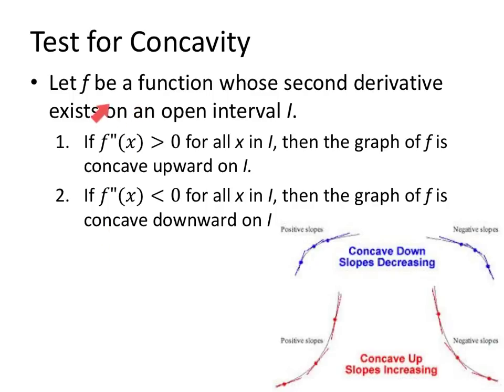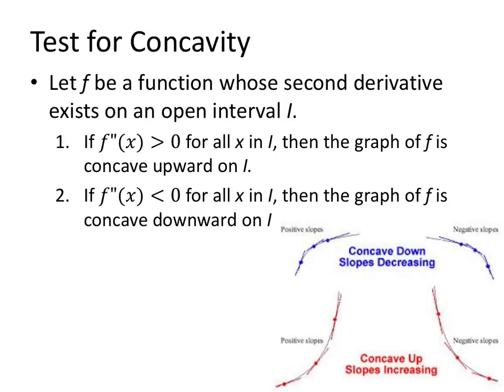So my test is: let f be a function whose second derivative exists on an open interval I. If the second derivative is positive for all x in I, then the graph of f is concave upward. So positive, concave upward. Concave up looks like these ones in red down below. If the second derivative is negative for all x in I, then this graph is concave downward. Concave downward, slopes are decreasing.